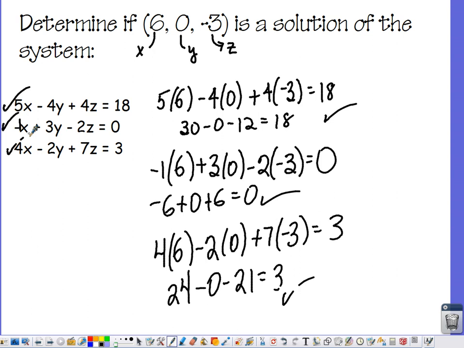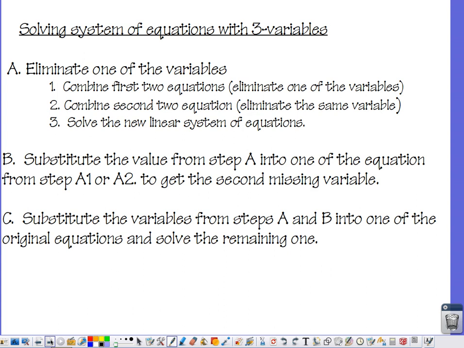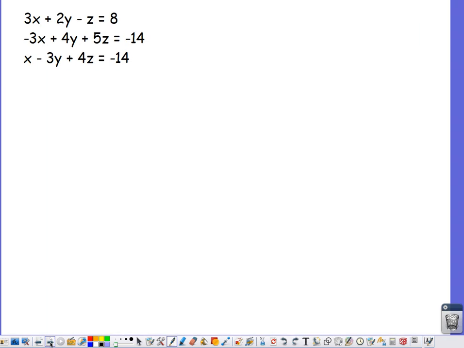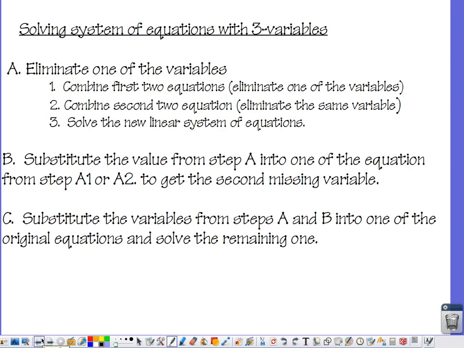Okay. The second part of this, we're actually going to give you a system of equations. We'll come back to this in just a second. I'm going to give you a system just like this, and you have to find that solution. Okay, so solving systems of equations with three variables. Basically, here are the three steps, and you should be able to find these on Angel right above the video.